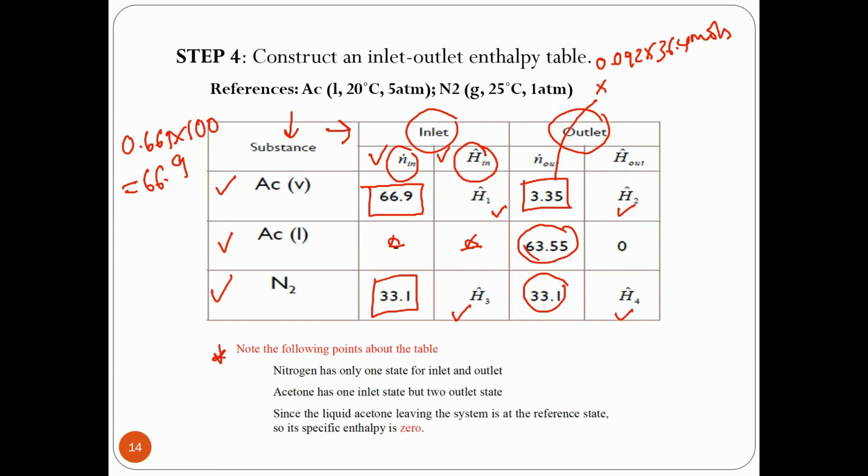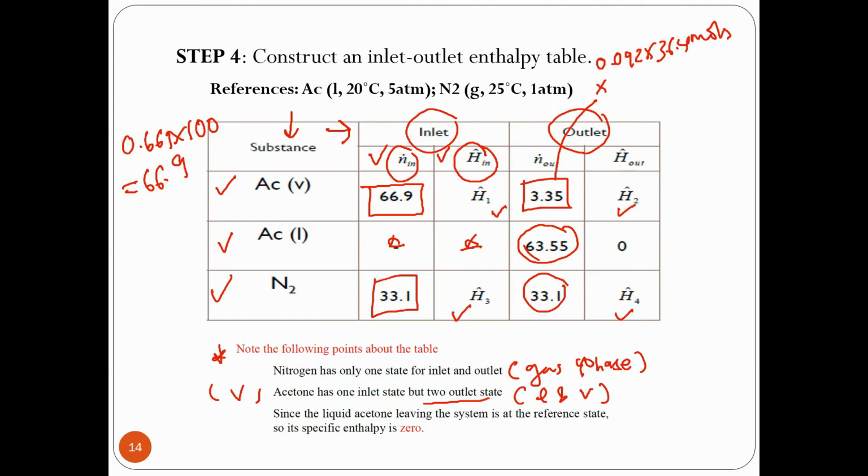Nitrogen has only one state, which means it's only in the gas phase. And acetone has one inlet state but two outlet states. Two outlet states means it's going to be in liquid and in vapor form, but at the inlet it's only going to be vapor.